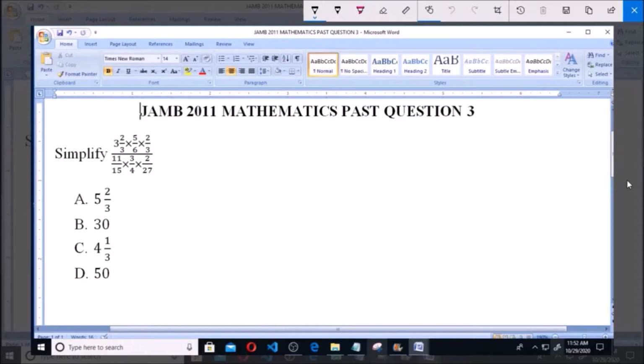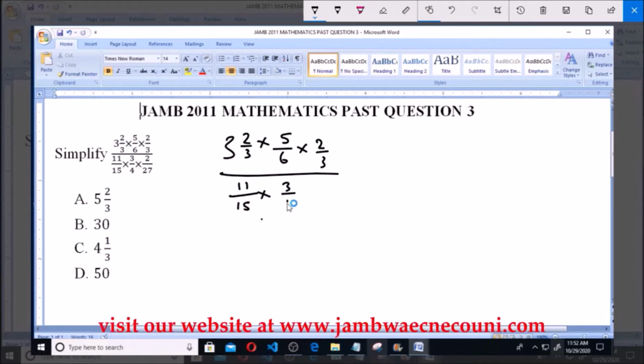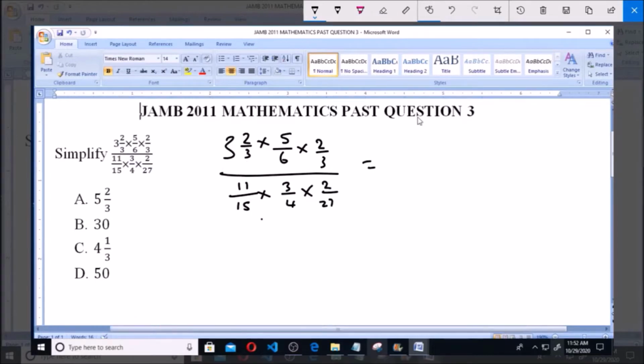Now we're given 3 whole number 2 over 3 multiplied by 5 over 6 multiplied by 2 over 3, all over 11 over 15 multiplied by 3 over 4 multiplied by 2 over 27. Now I will convert the mixed number back to an improper fraction, and that will give me 11 over 3 multiplied by 5 over 6 multiplied by 2 over 3, all over 11 over 15 multiplied by 3 over 4 multiplied by 2 over 27.